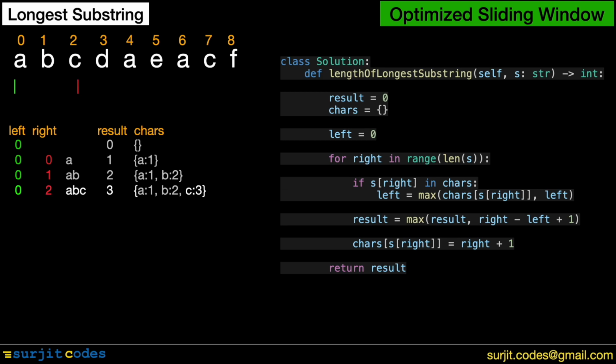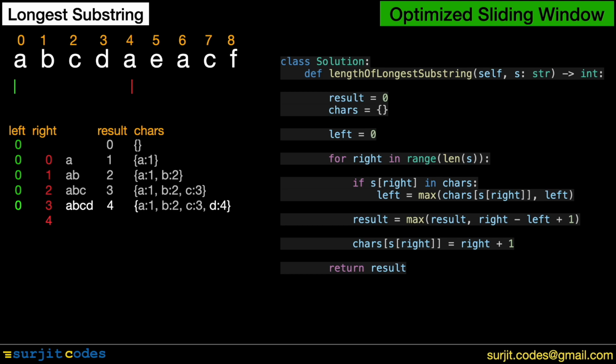Next value of right is 2. Character C is not present in the dictionary. Substring is now ABC and its length is 3. So result becomes 3 and C is stored in the dictionary with the value 3, which is the position next to C. In the next iteration of the loop, character D is processed and the result becomes 4.